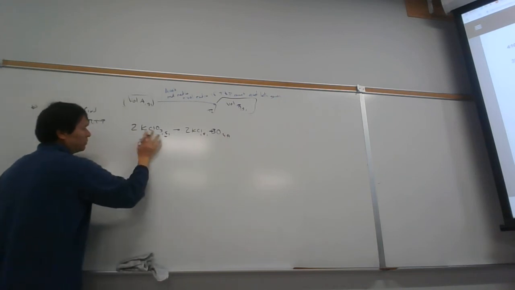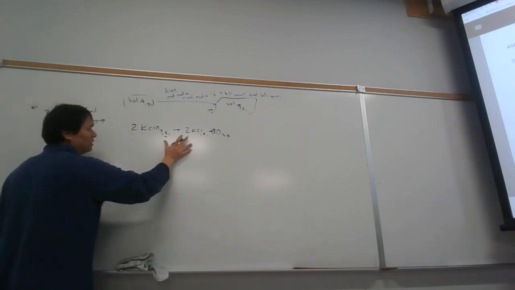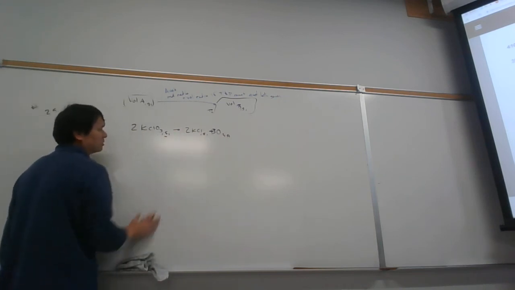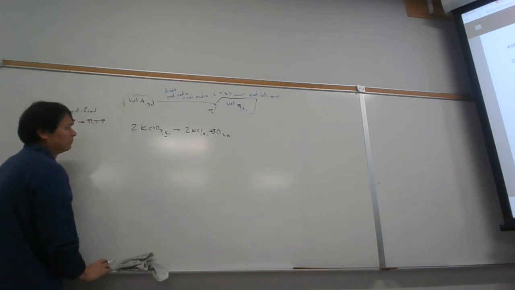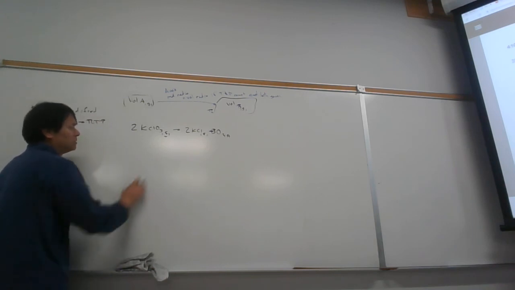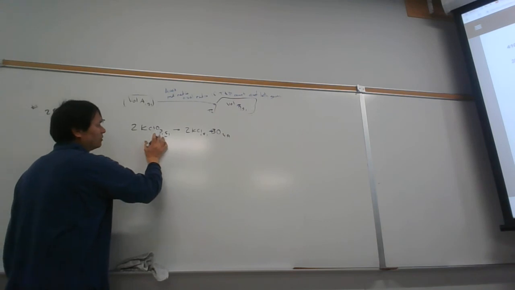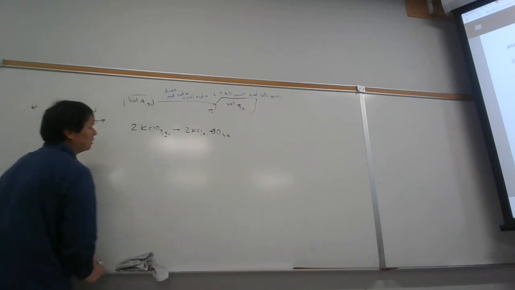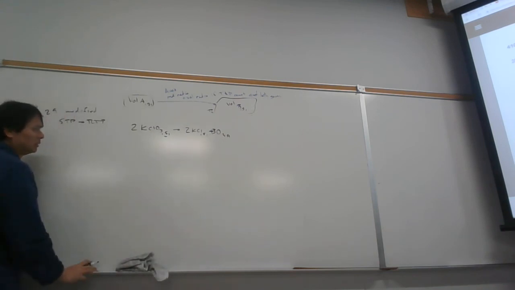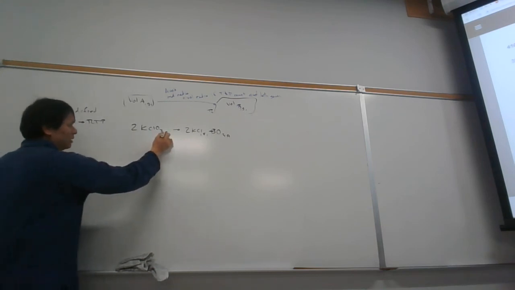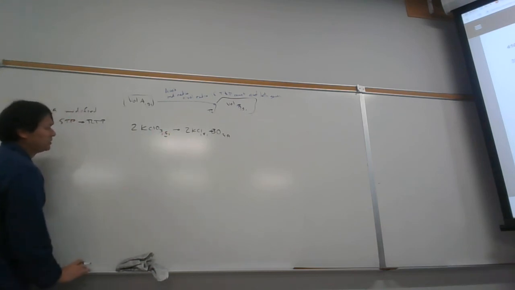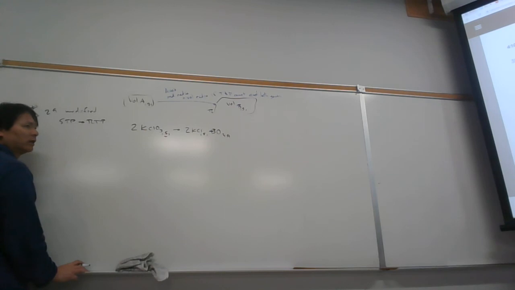If KClO3 were a gas and both these gases were at the same temperature and pressure, then it would be simple. I'd need 2 liters of KClO3 for every 3 liters of O2 that's produced. But since KClO3 is a solid, we can't do that. And so we'll just have to use regular stoichiometry.